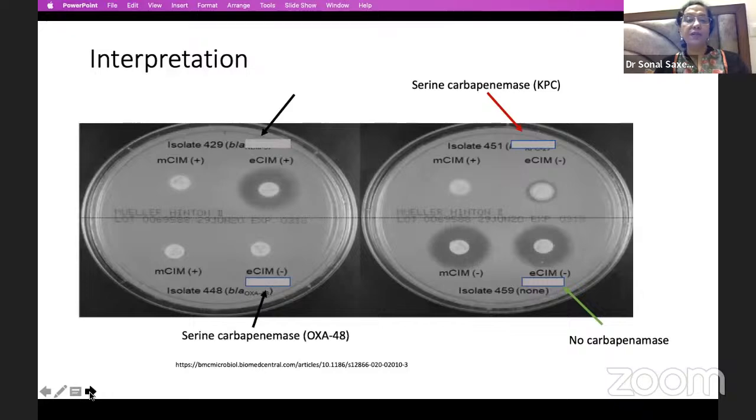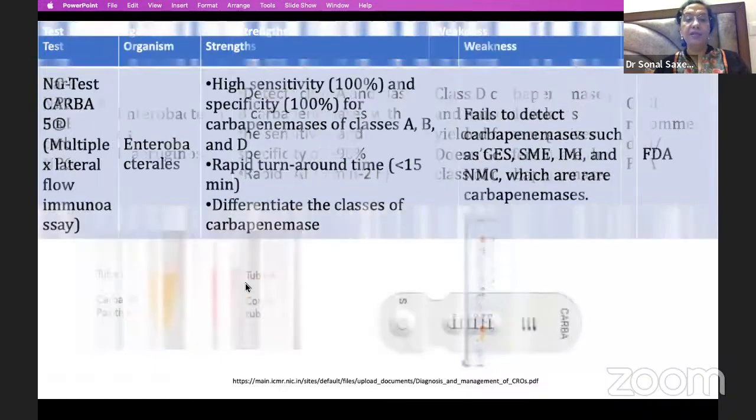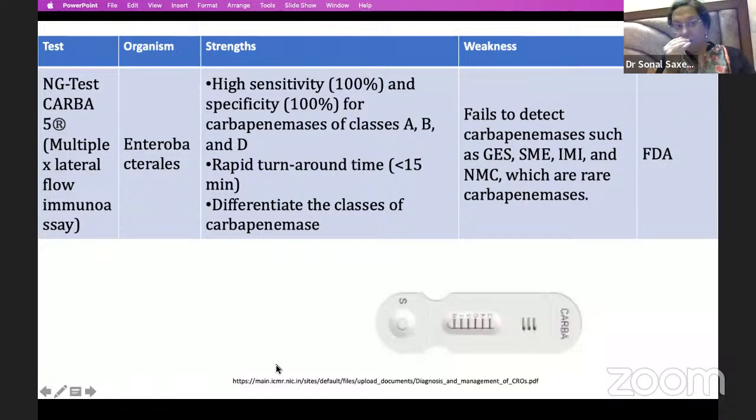So if you have a serine one, you have metallo-beta-lactamase and you have the other. Now, what does Carba-NP do? Carba-NP, I've already told you, detects class A and B carbapenemases with a sensitivity of more than 90%. Sometimes the weakness here is that mucoid isolates can give you a false negative result, but it is a CLSI recommended method and it's also an FDA approved method.